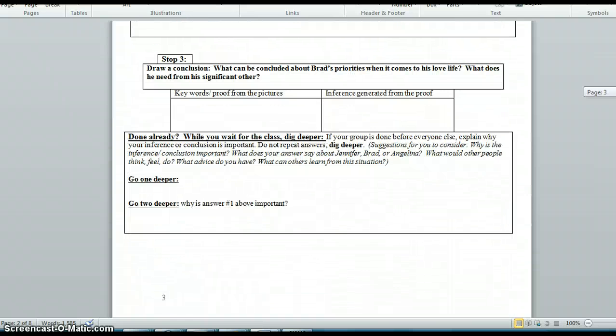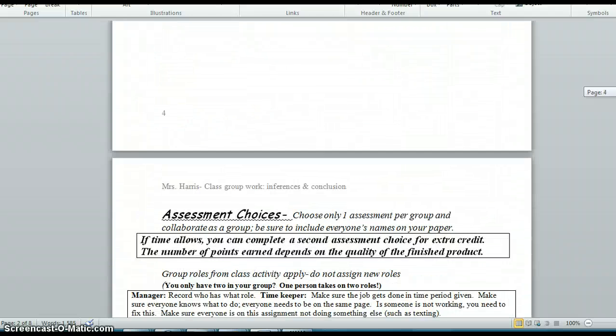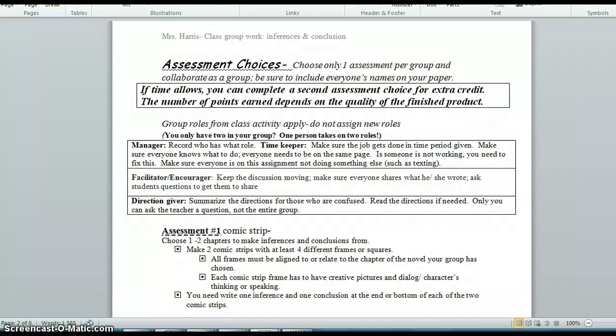This repeats with stop 2, 3, 4, and then 5 is a summary response. Again, after every stop, you write individually and then you share. And I might ask the class, some groups, to share to the entire class.